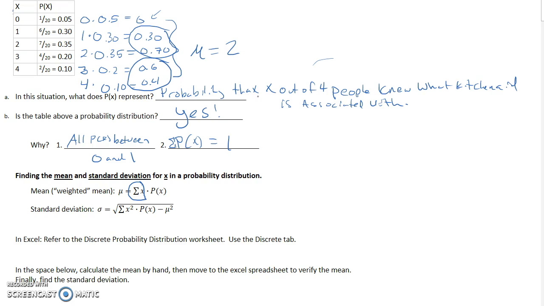So what does this say? Remember what an average is. It says that on average, or the expected number, if we brought in 4 people and asked, do you know what a KitchenAid is associated with, you can expect that about 2 out of 4 people would know. So we know that the mean is equal to 2. Now, let's go to the technology and verify how to find the standard deviation. And we're going to double check the mean as well.